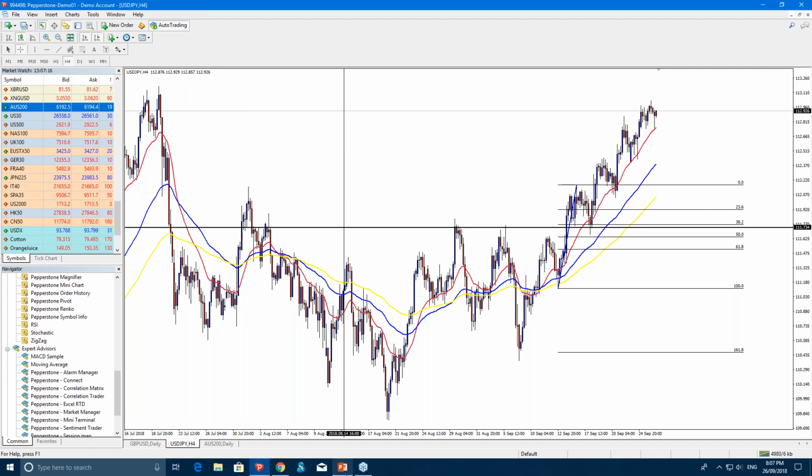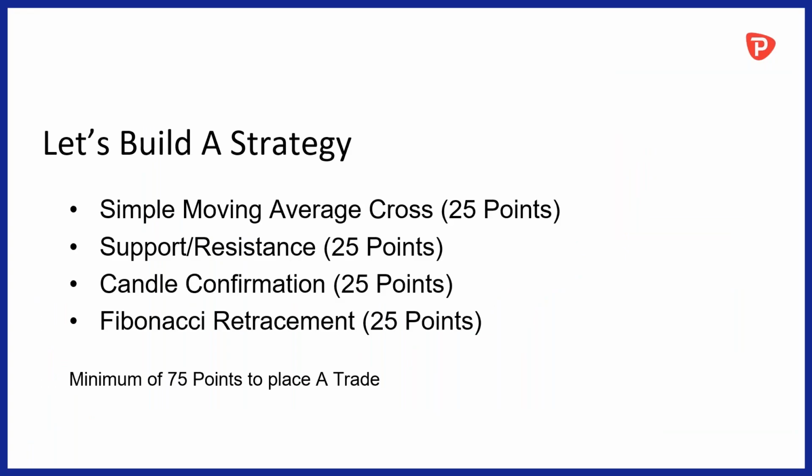So let's just jump straight back into the slides quickly, and we'll talk about building a strategy. So for a basic strategy, I always like to use points. Why not use points? So in this case, if we had the simple moving average cross, or we had dynamic simple moving average support, if we had support resistance, which is that role reversal, and if we potentially had the Fibonacci, we would have 75 points like we did on that US dollar yen.